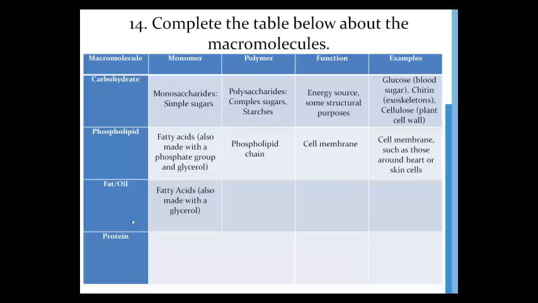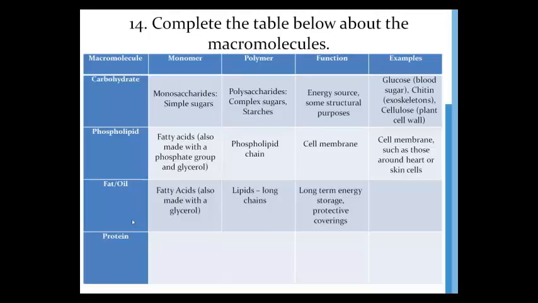The monomer for fats or oils is going to be fatty acids. It's also made with a glycerol, so there's 3 fatty acid tails and 1 glycerol. The polymer are going to be lipids. They're going to be long chains of fatty acids. This is used for long-term energy storage.